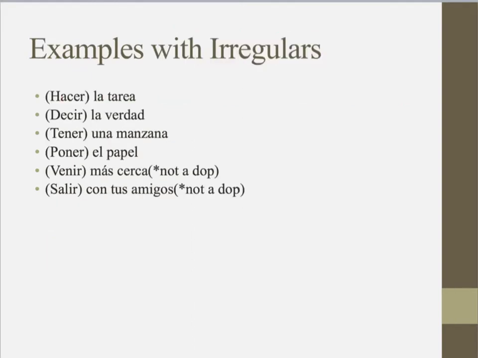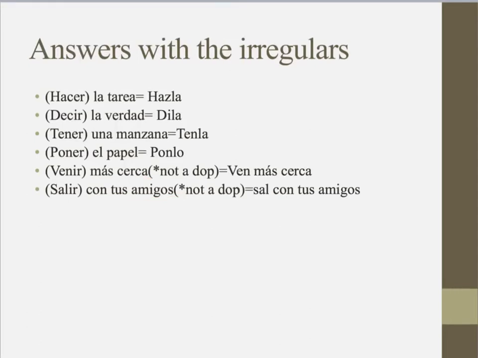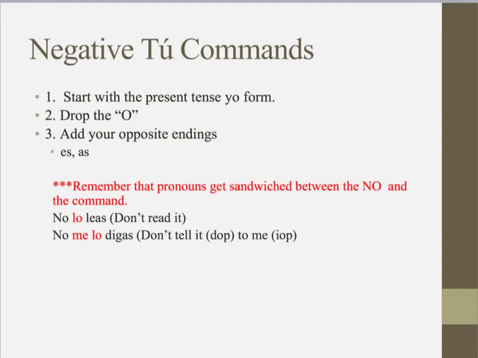Here are some examples with the irregulars. We tell you here that for venir and salir those two things are not a DOP, so you cannot replace them. Here are the answers with the irregulars. Notice that there are not any that have 3 vowels in them, so there were no accents needed. Notice that for these, I didn't replace that because they're not DOPs.